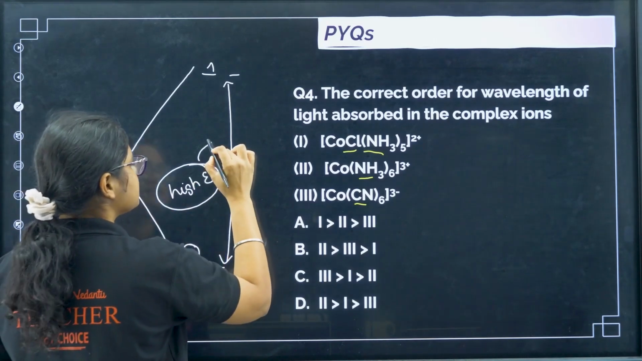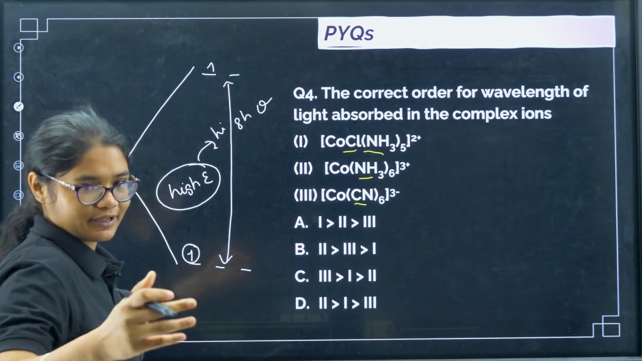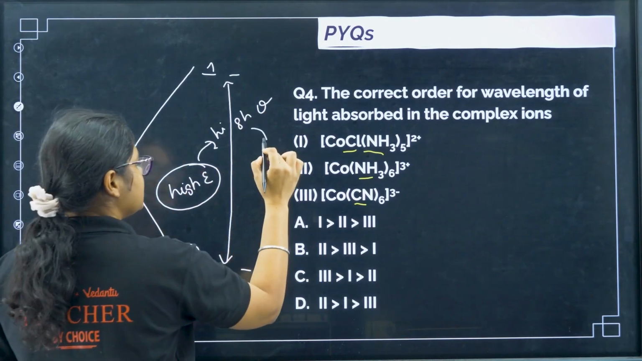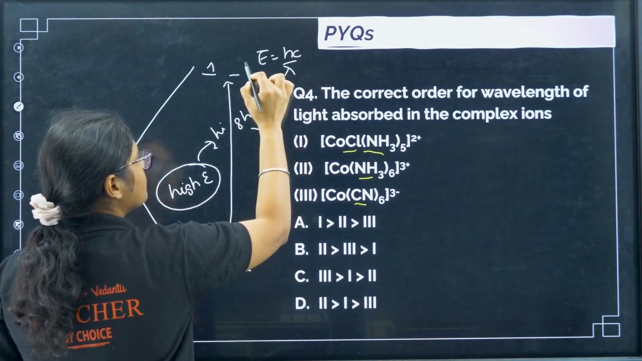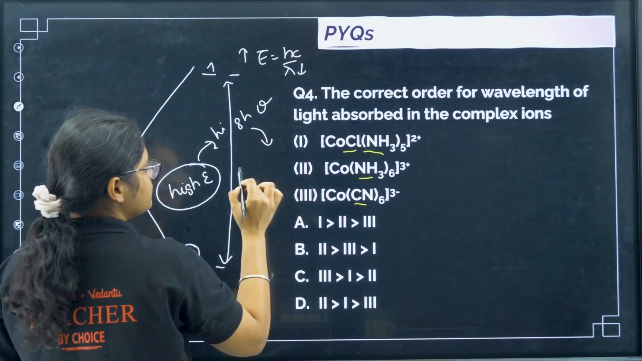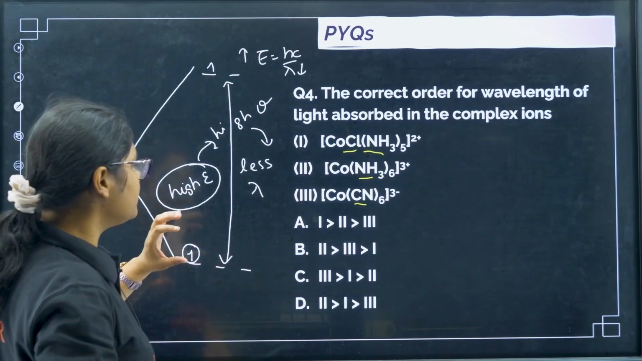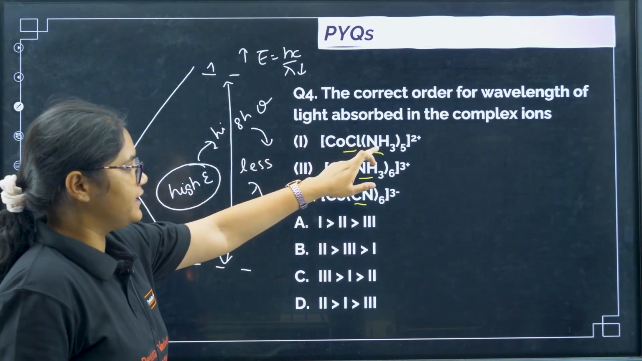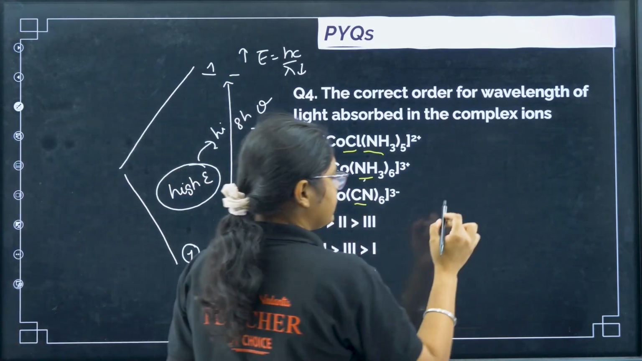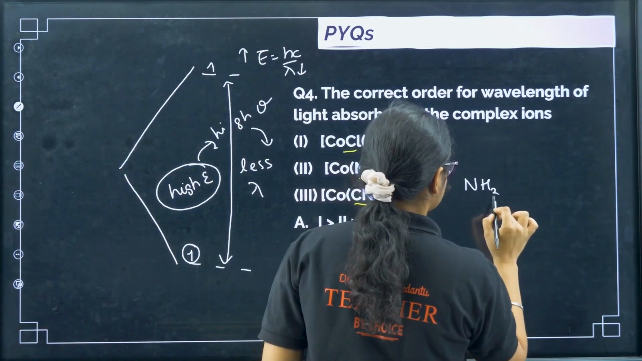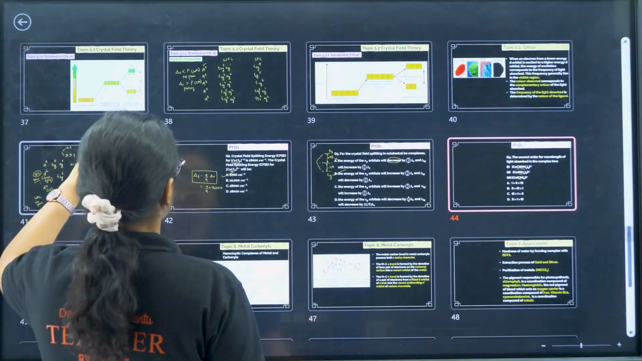If high energy is there, that means it will also have high frequency, right? Because E is equal to h nu. If high frequency is there, then we also know that E is equal to hc by lambda. So the more the energy, the less the wavelength. Okay. So now you see the ligands. So you have here NH3 and Cl. Here you have NH3 and here you have Cl. So the ligand strength order is like this: NH3 and then CN. You can check it in our spectrochemical series.